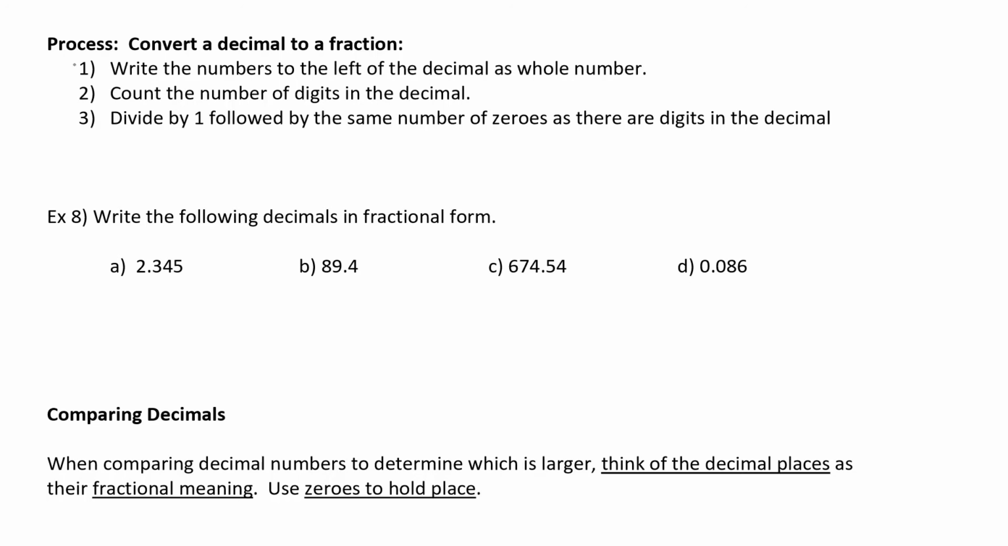So step number 1, write the numbers to the left of the decimal as a whole number. For instance, this one here. That's a 2. Write it as a whole number. Count the number of digits in the decimal.